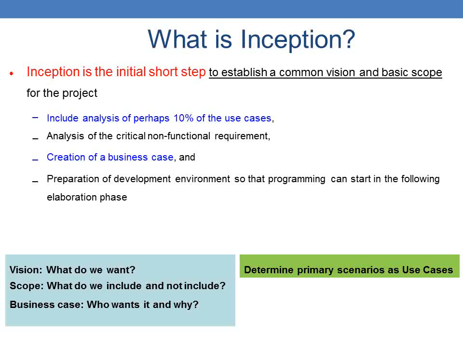So what is the elaboration phase? After completing the vision, the basic scope of the project, they can analyze the overall inception of the project. After completing the inception phase, it proceeds to the elaboration phase. Vision means what do we want to do. Next, scope means what will we include in a project or not include in a project. Next, business case: who wants it and why do you develop this project. They can decide that in the inception phase itself.